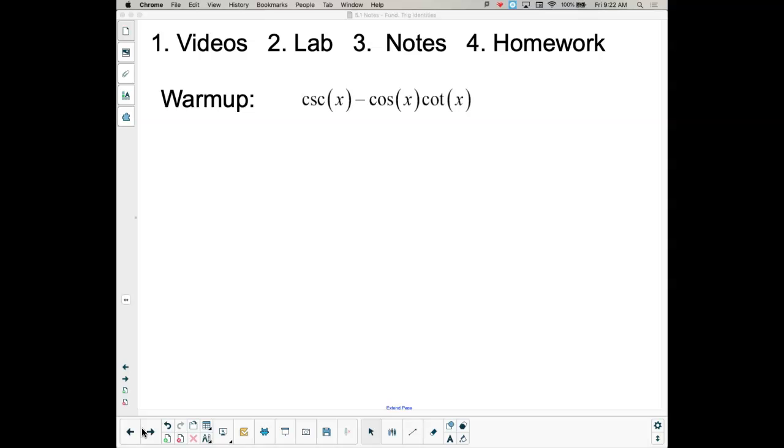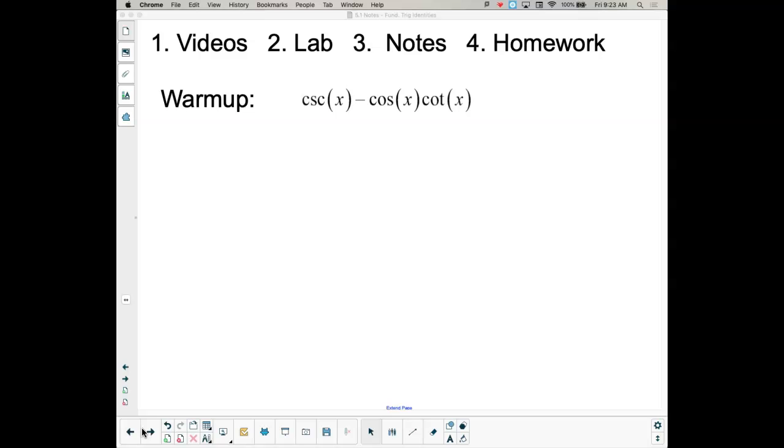Okay. Second, if you haven't done so already, your cone lab is due today. Please turn that in at some point before you leave. Third, I've got 3 slides of notes that I would like to do today. And lastly, I have another homework sheet to hand out to you today. So that's my 4 objectives today.